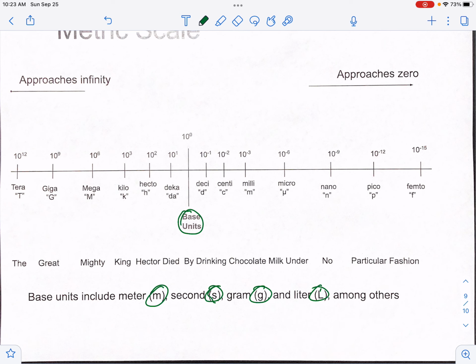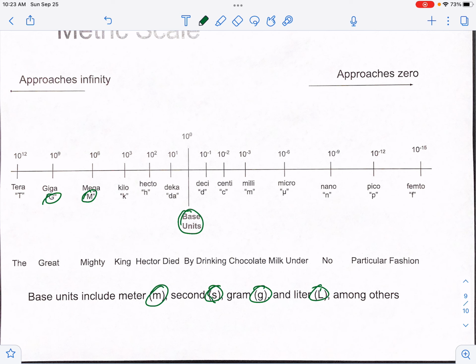Now, when you go left, it's deca, lowercase da. Okay, hecto, h, that's 10 to the 2. Kilo, lowercase k, is 10 to the 3. Then you have mega. Please make sure you know that's a capital M. That's 10 to the 6. Giga, capital G, 10 to the 9th. And then tera is 10 to the 12th, capital T.